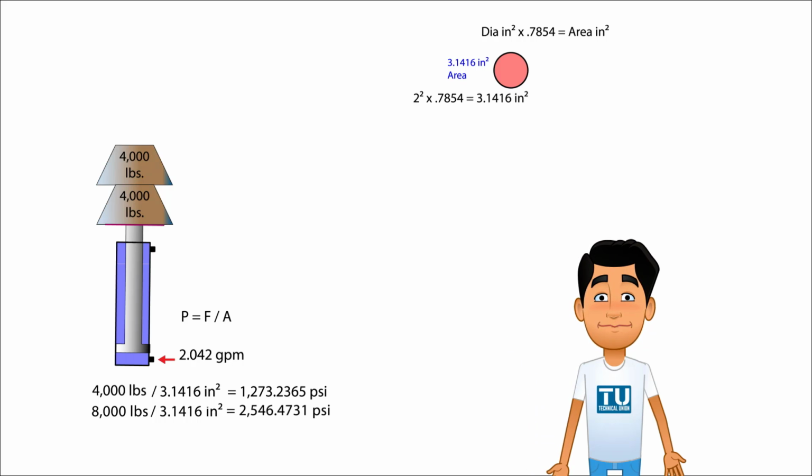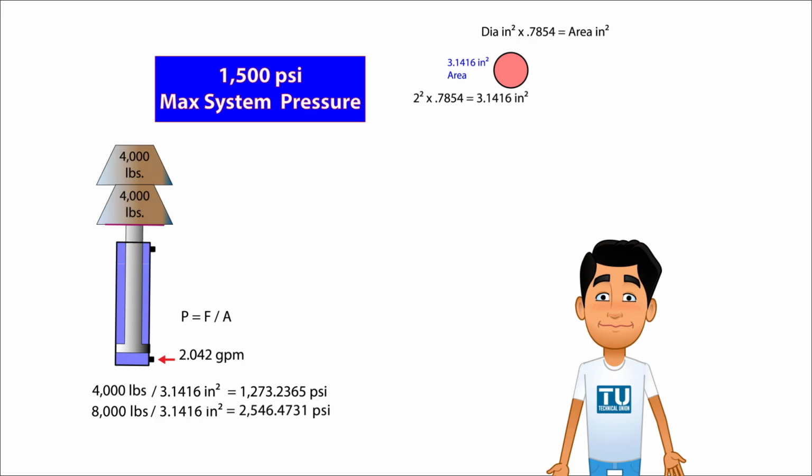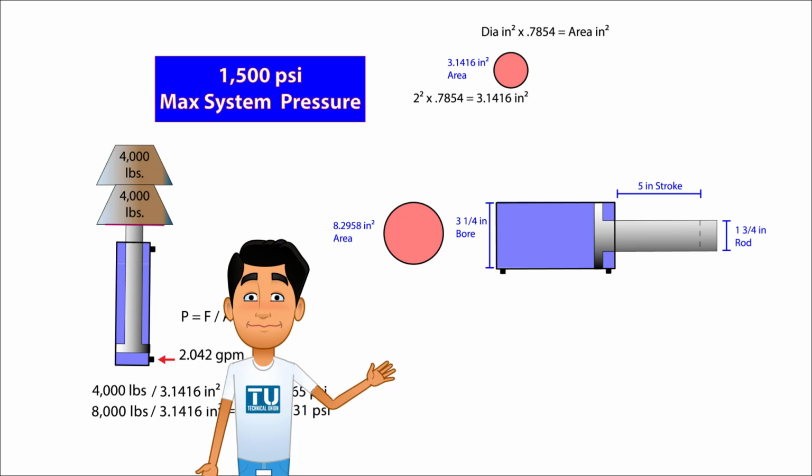Say this particular system has a max working pressure of 1,500 psi. Then you will need a bigger area cylinder to lift the higher load to stay within the limits of your system. Say a cylinder that is 3 1/4 inch bore by 1 3/4 inch rod by 5-inch stroke. The working area to push the rod in this cylinder will be 8.2958 square inches. That is a rounded figure.